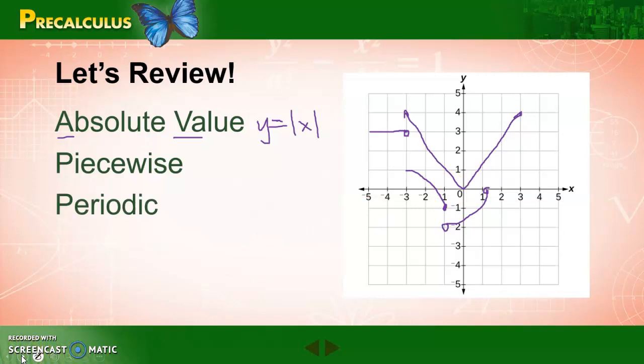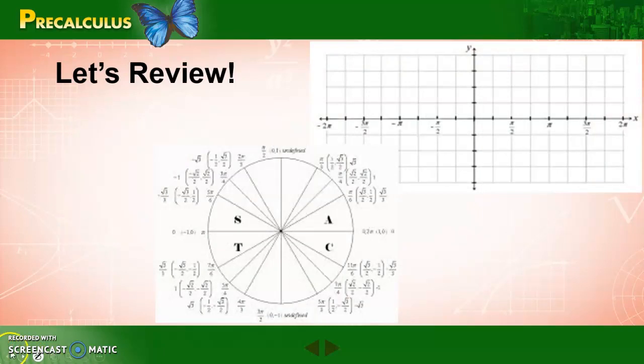A periodic function is something that repeats, and periodic functions can have all different types of looks. We saw one in our book that looked like this. Okay, where that 1, 0, 1, 0 kept repeating. And then lastly, we looked at trig functions. Now, trig functions are very closely related to the unit circle, and I know this is difficult to read, but thankfully you already have the unit circle memorized.